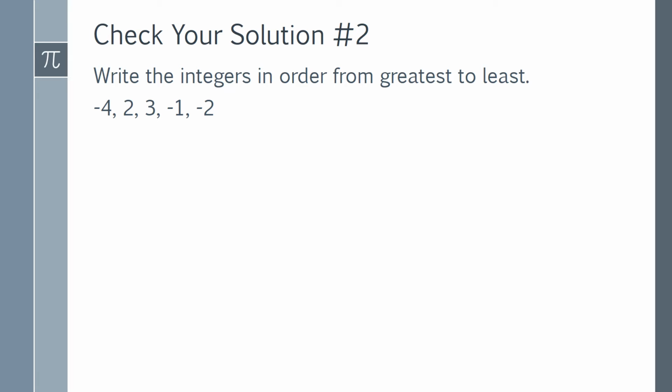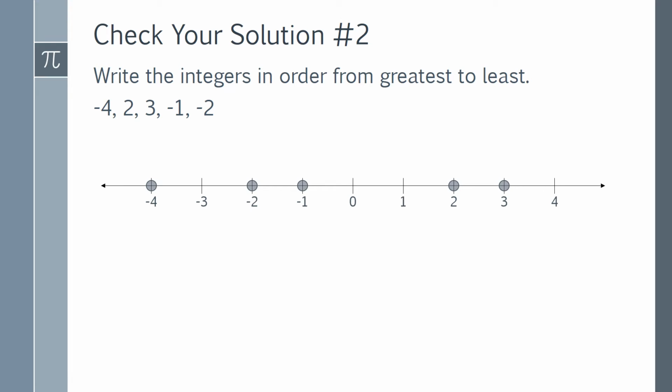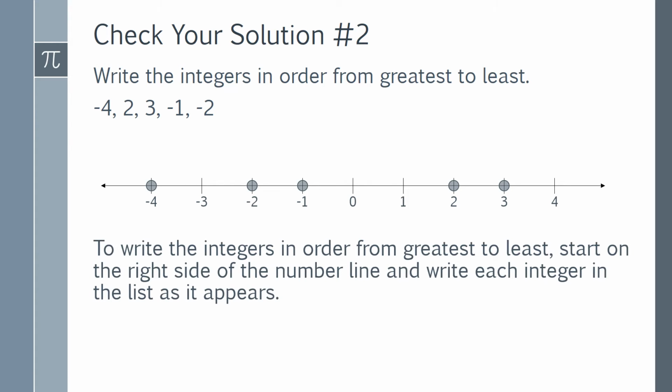The best way to solve this problem is to once again use a number line. Then we can graph the points on the number line, and you will see that -4 is the farthest to the left, while the number 3 is the farthest to the right. To write the integers in order from greatest to least, we need to start on the right side of the number line and work our way left, writing each integer in the list as it appears. So we find that in order from greatest to least, we have the integers 3, 2, -1, -2, and -4.